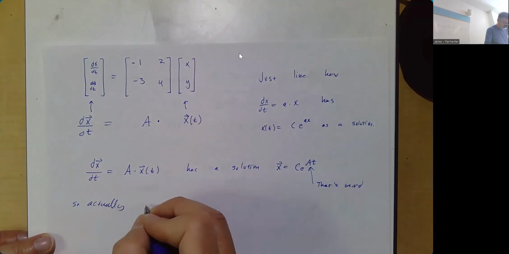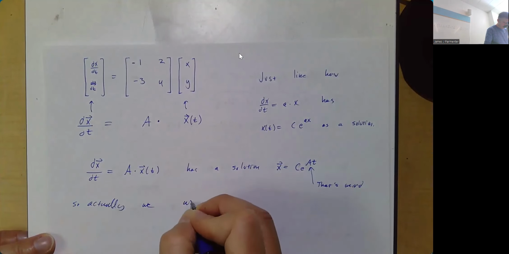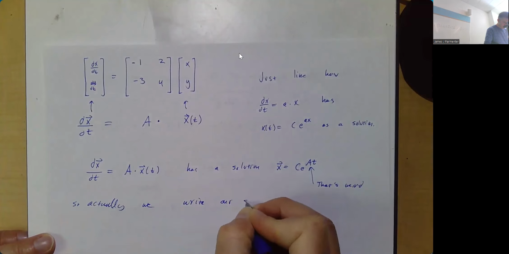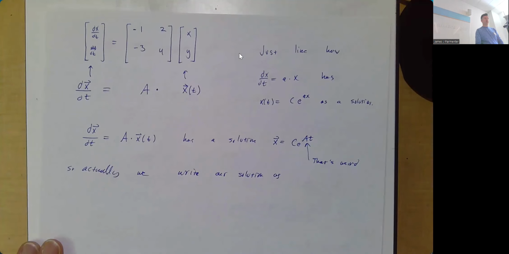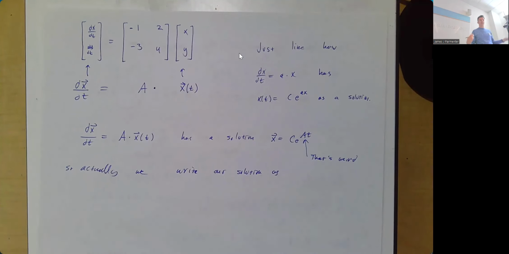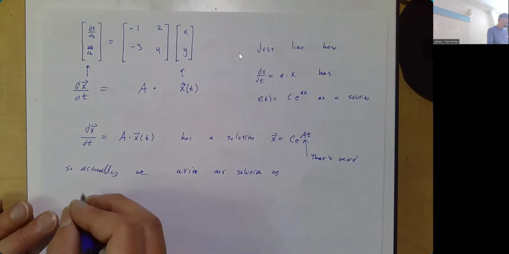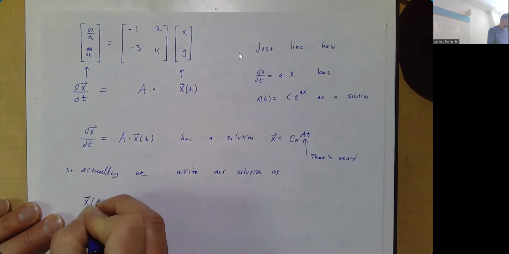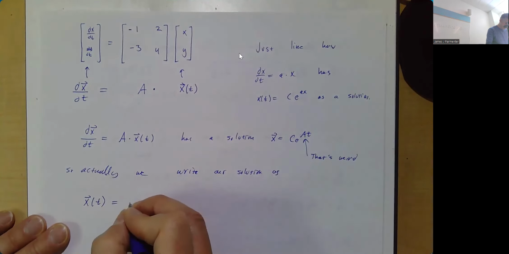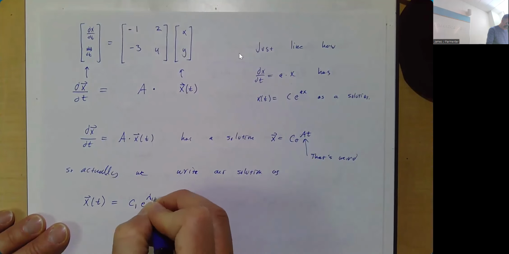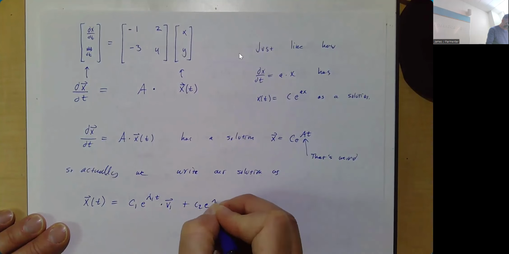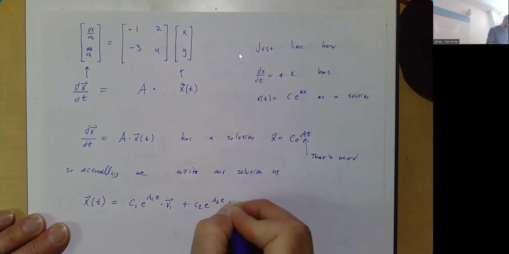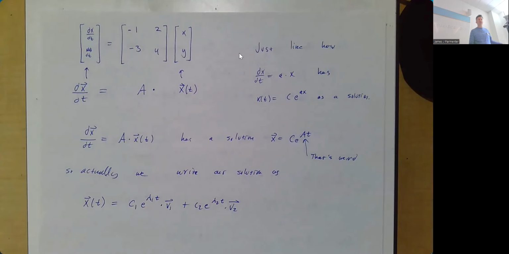So actually what we do, we write our solution as, and you're going to want to memorize this equation because it's going to come up. You can't help yourself but memorize the equation I'm about to write. The solution is going to be x of t as a vector is equal to c1 e to the lambda 1 t times v1 plus c2 e to the lambda 2 t times v2. If you know the first half of it, you know the second half of it. They're just the same with different subscripts.